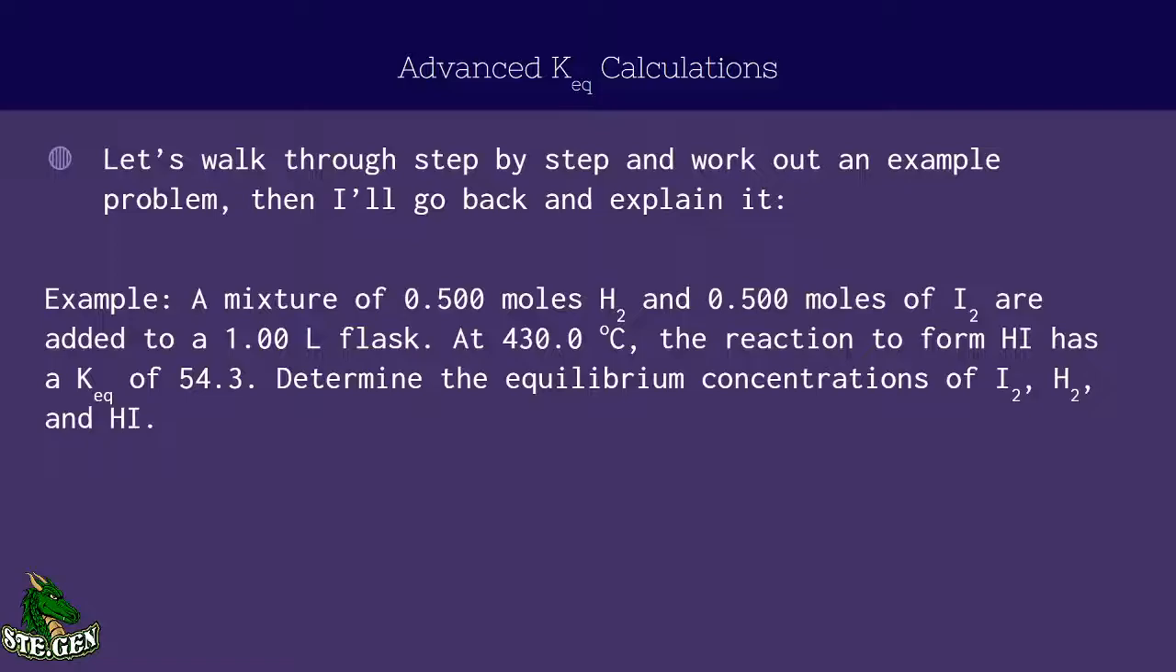So our example here is you have a mixture of 0.5 moles of H2 and 0.5 moles of I2. Both of them are in a 1 liter flask at 430 degrees Celsius, and they are reacting to form HI. We know that it has a KEQ of 54.3, and we want to know what the concentrations would be at equilibrium of our iodine gas, our hydrogen gas, and our hydrogen iodide, or hydroiodic acid.